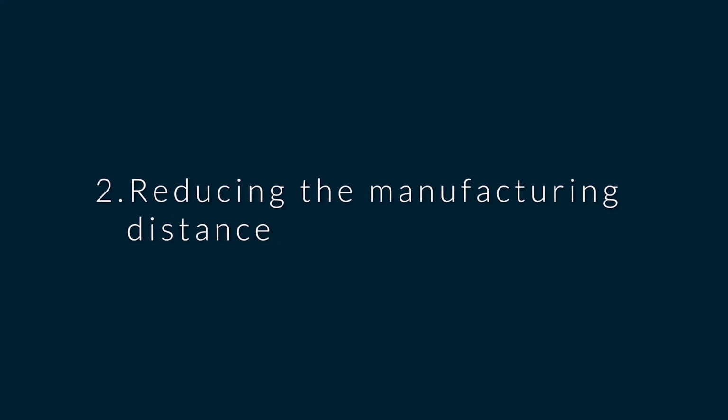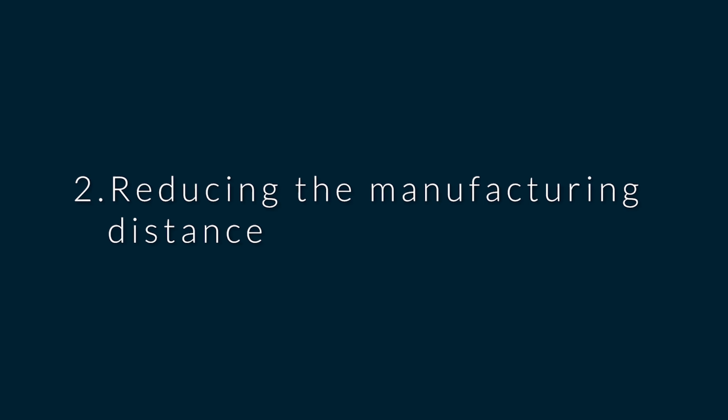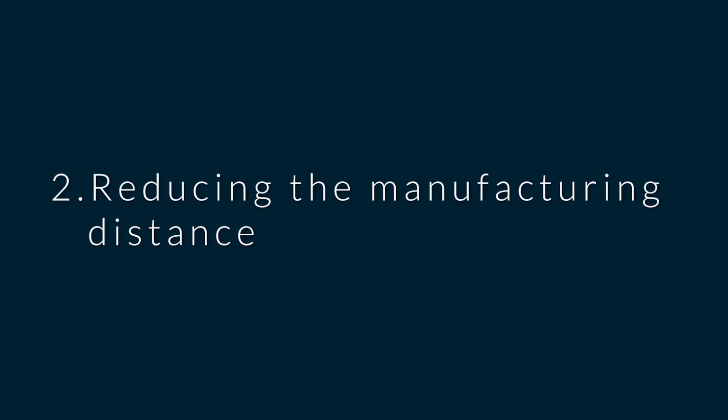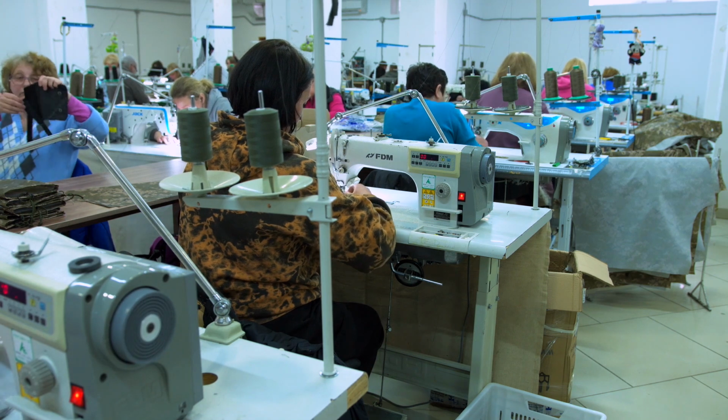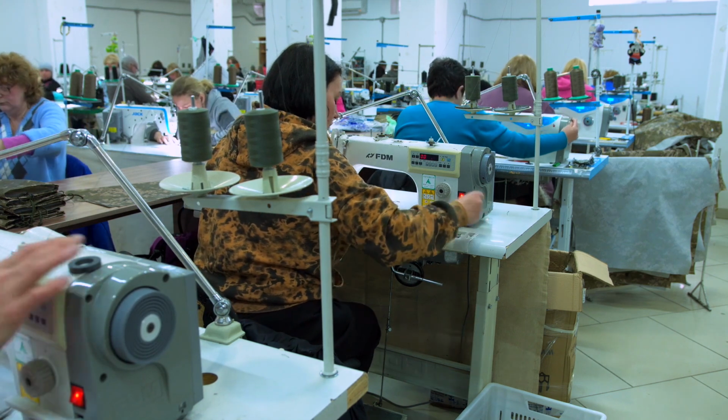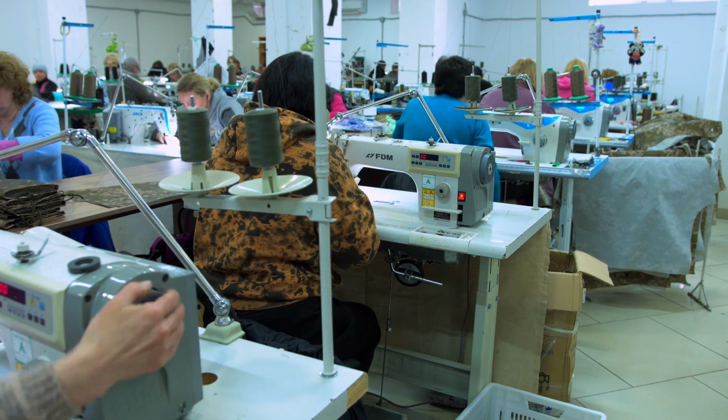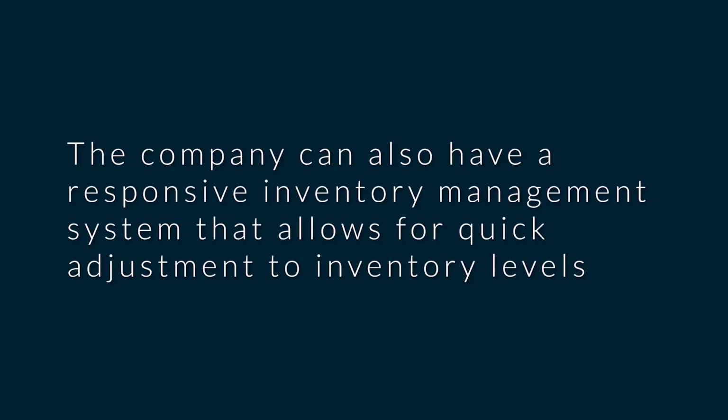Number two, reducing the manufacturing distance. Now, a large part of the clothes could be produced close to the company's headquarters. This will help to shorten transportation times, as well as enabling rapid response to market trends. So the company can have a responsive inventory management system that allows for quick adjustment to inventory levels. And all this just comes down to how good your risk management process is.